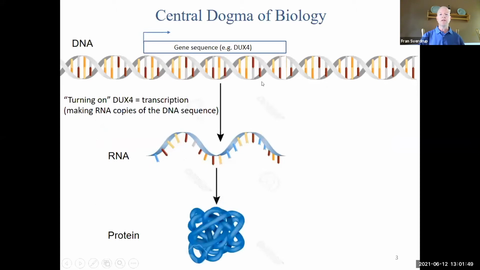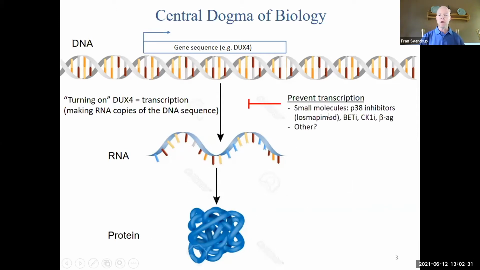So, you pick up the high school biology textbook and you read the central dogma, that within the DNA sequence is your gene encoded. For example, DUX4 shown here with the little arrow showing the start of the gene. So turning on DUX4, by that we mean a process that's referred to as transcription, or making an RNA copy of the DNA sequence shown here. And then the RNA leaves the nucleus, goes out into the cytoplasm of the muscle cell, and is translated into a protein, which would be DUX4 protein in this case.